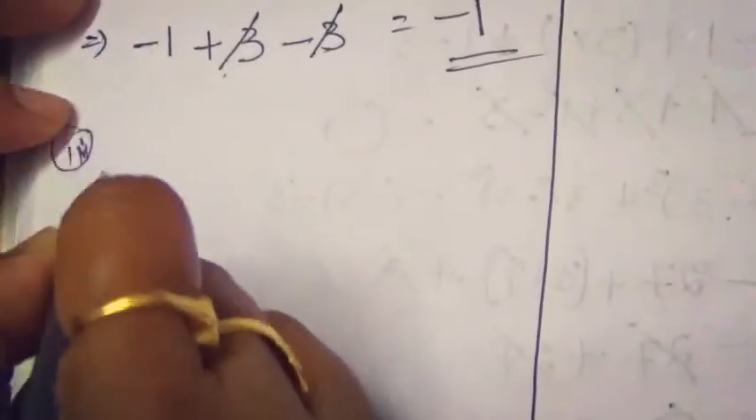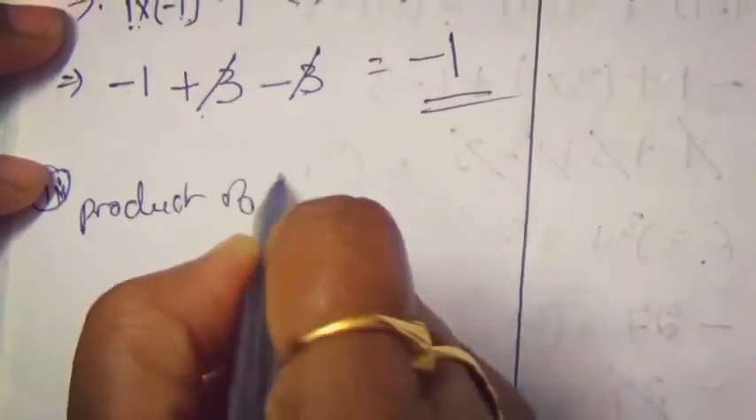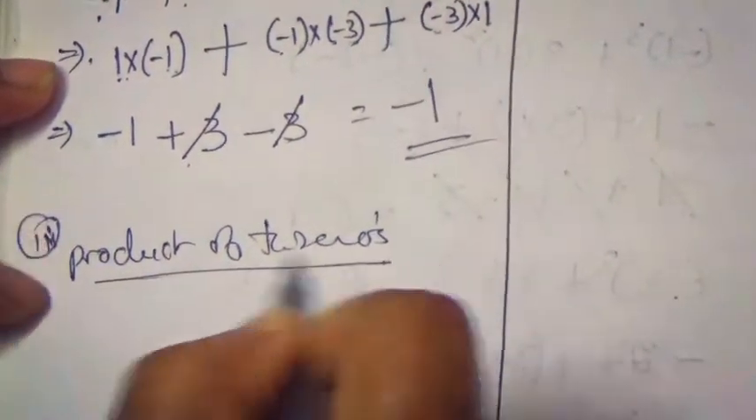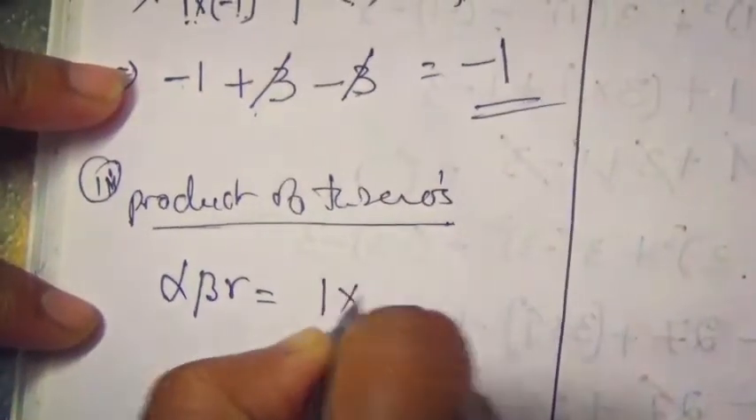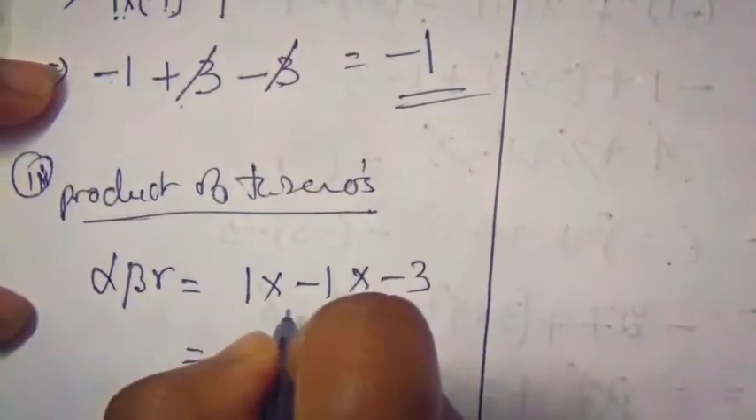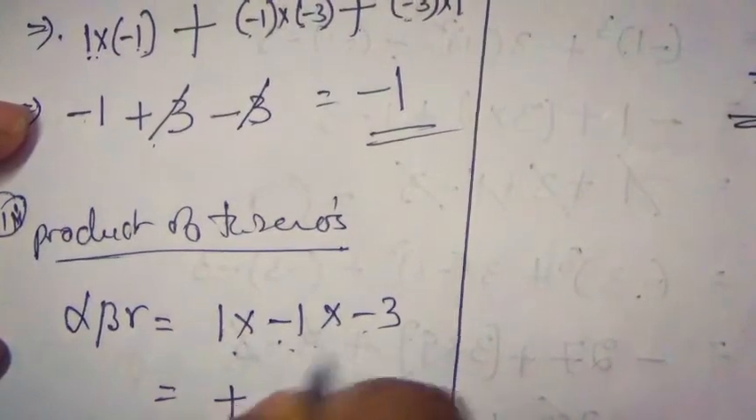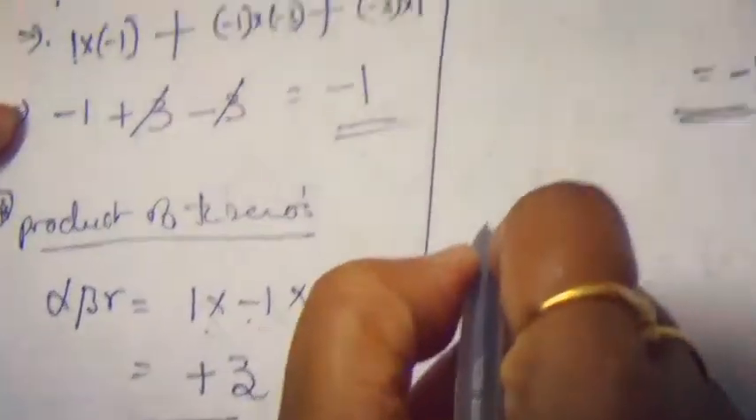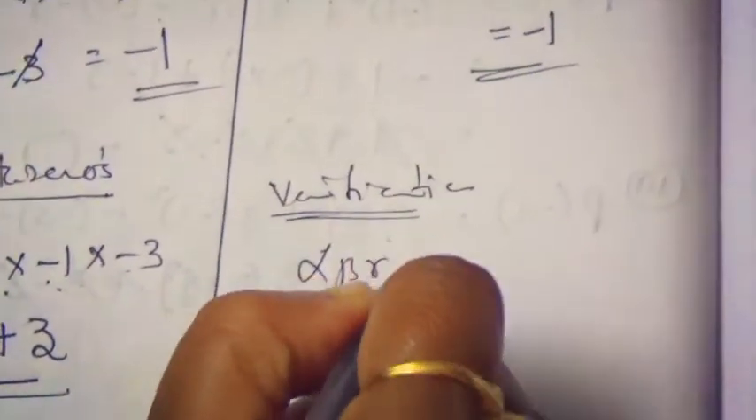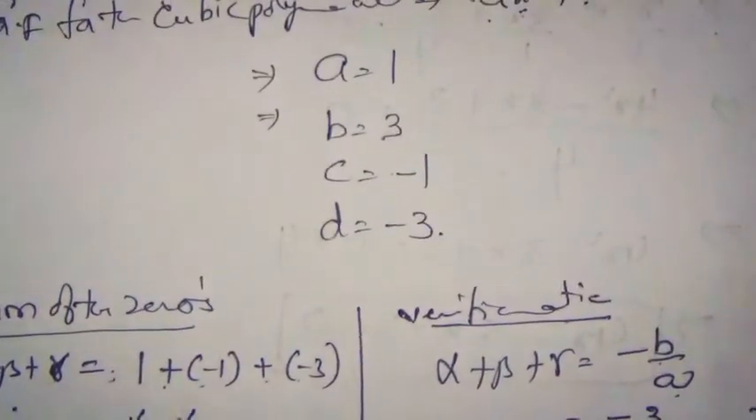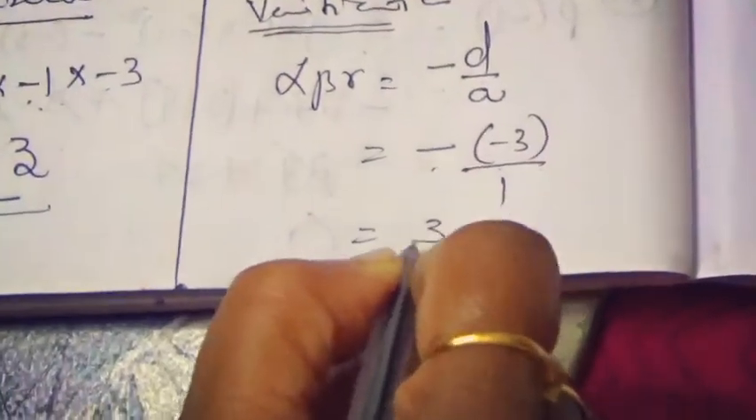And the third one, that is the product of the zeros. Alpha, beta, gamma is equal to, we have to multiply, that is 1 into minus 1 into minus 3. Minus of minus plus, 1 ones 1, 1 threes 3. So here is the answer. By the verification, by the formula, right? Alpha, beta, gamma is equal to minus d by a. Minus, what is the d value? Minus 3. By what is the a value? 1. Minus of minus plus 3 by 1, that is equal to 3. Yes, we got the same answers with the verification by the formulas also.